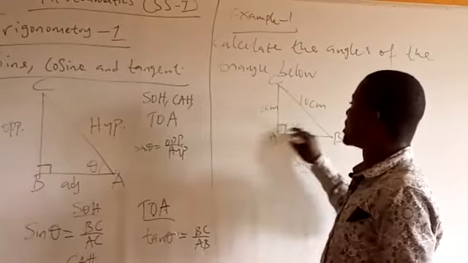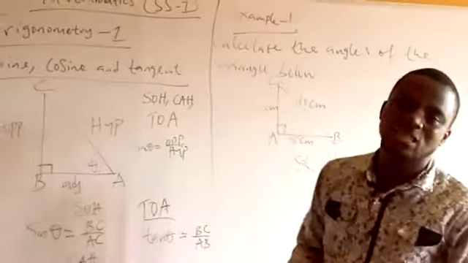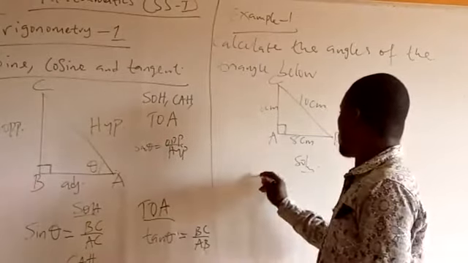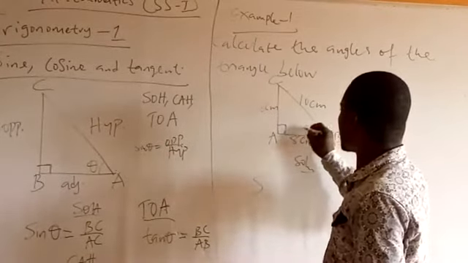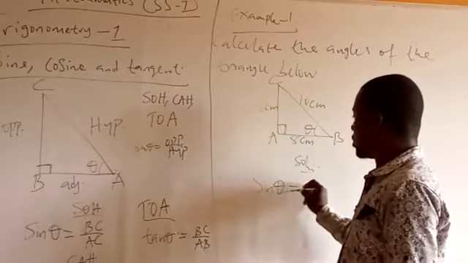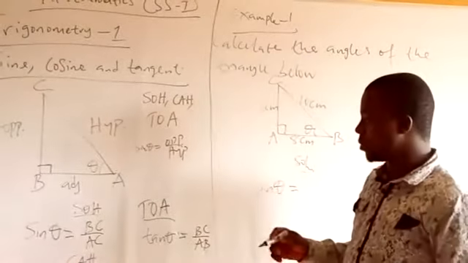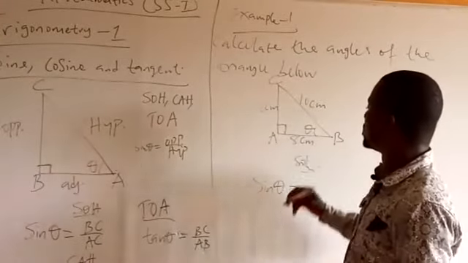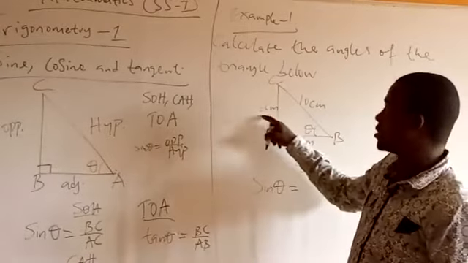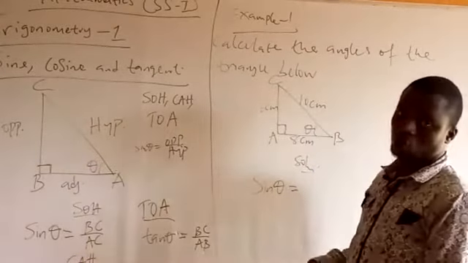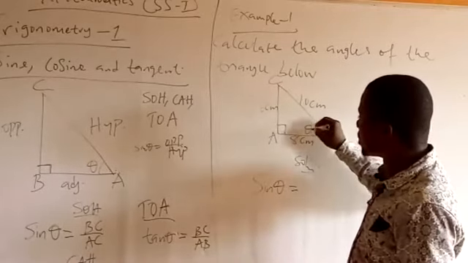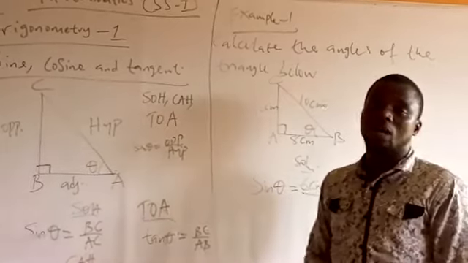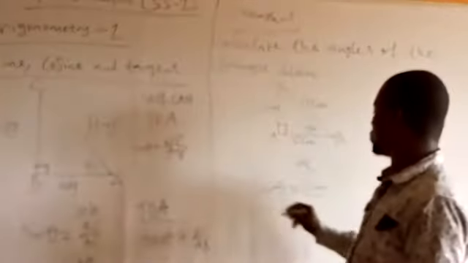Now, since all the sides have been known, you can use sine, cos, or tan as the case may be. Let's just use any one. Let's call the angle theta. Sine theta equals opposite over hypotenuse, from our definition. Opposite means anywhere the angle is facing. If I place theta here, the opposite is 6 centimeters, divided by the hypotenuse, our length BC, which is 10 centimeters.